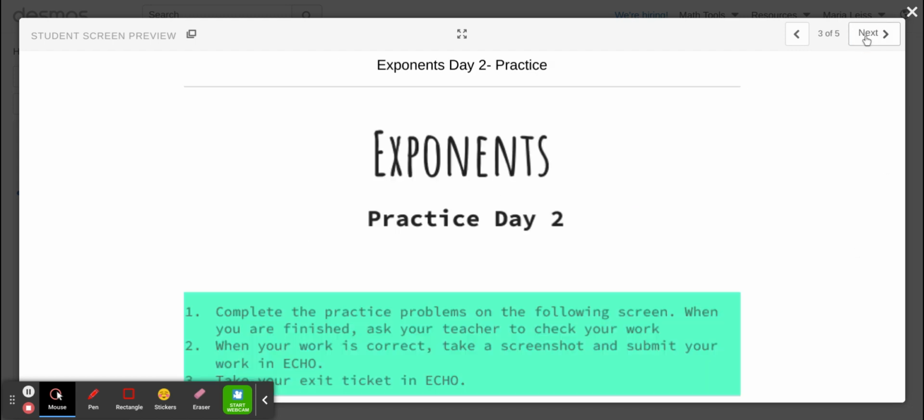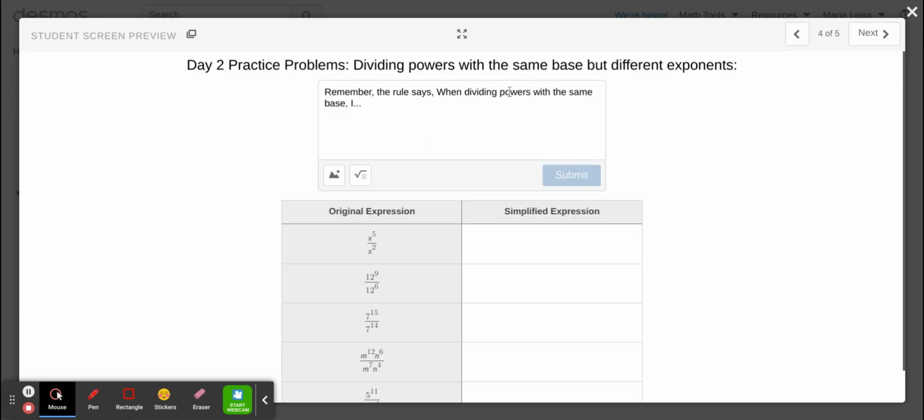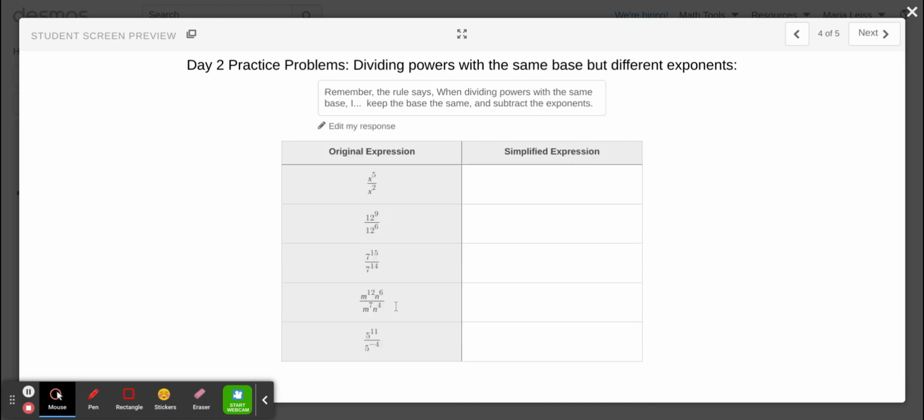So like before on day 1, when you move over, you've got some practice problems. Remember the rule says when dividing powers with the same base, what do you do? We keep the base the same, and what did we do to those exponents? And subtract the exponents. Great job. Now use that rule down here. Don't get scared by this negative. Still subtract. It will work, I promise you.